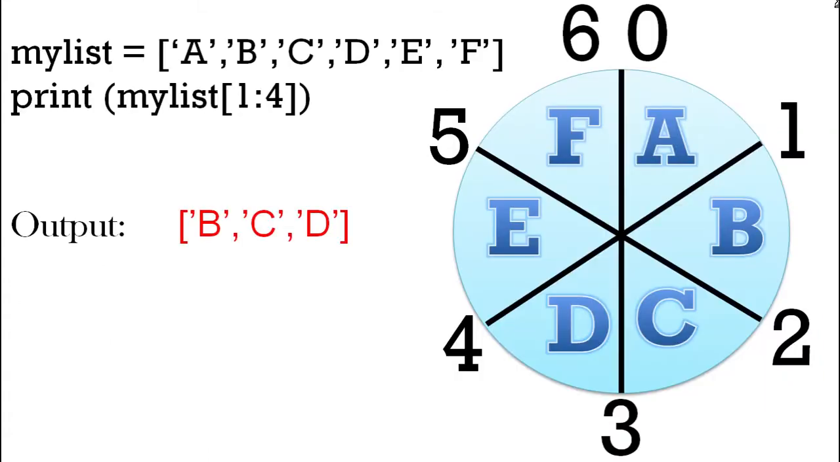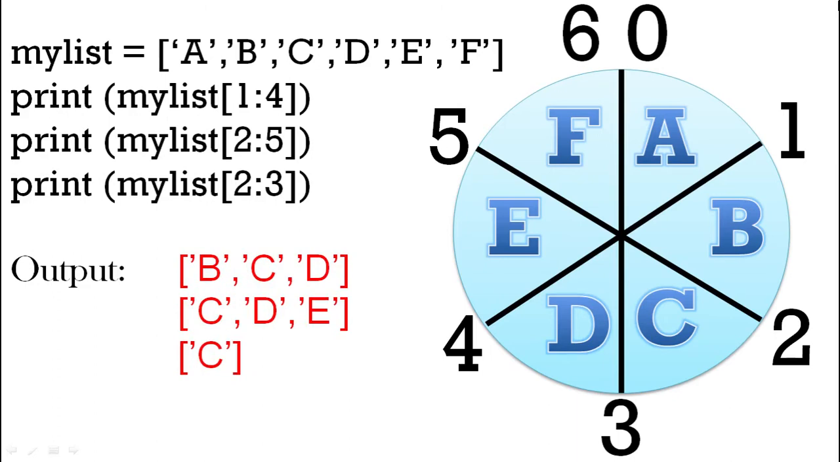Another way is to think of our pie. Here our pie starts at 0, we have 6 elements, so it finishes at 6. So if we go from 1 to 4, we can see our output is B, C, D. If we go from 2 to 5, we have C, D and E, and 2 to 3 will be C. So it's quite simple when we look at this pie.